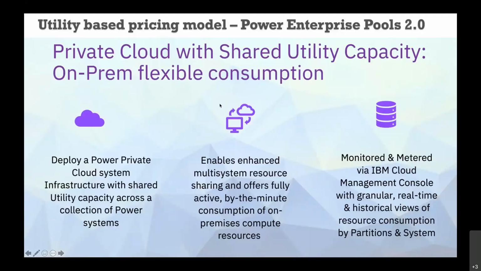So then, the utility-based pricing model. This is your Power Enterprise Pools 2.0. This helps you deploy a private cloud infrastructure where you can have shared utility capacity across a collection of Power systems. This is an enhanced version of the existing Enterprise Pools, which enables multi-system resource sharing and also provides fully active by-the-minute consumption.